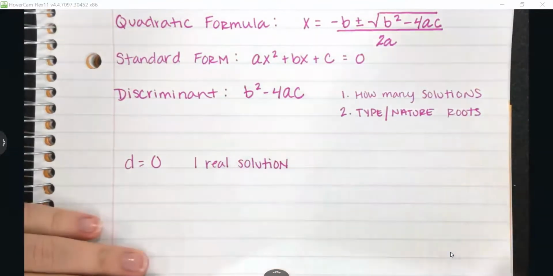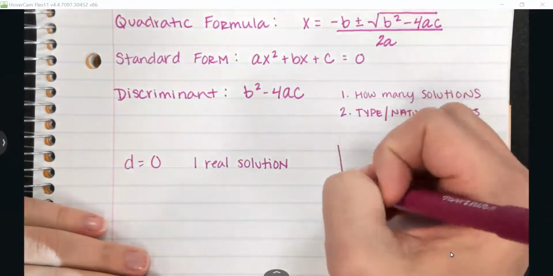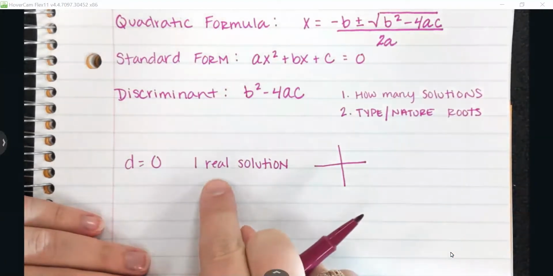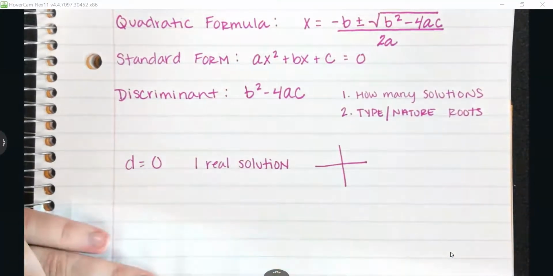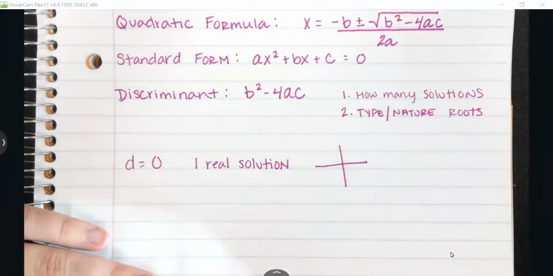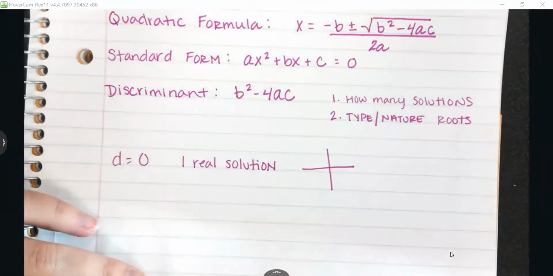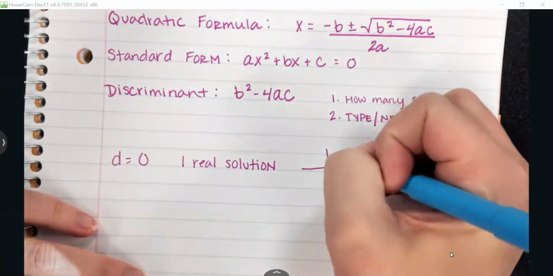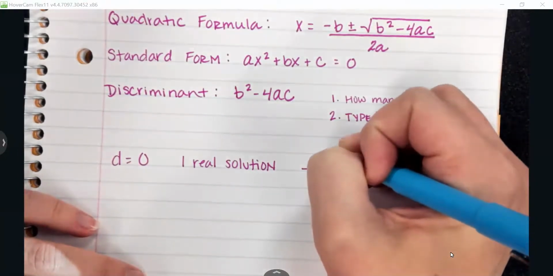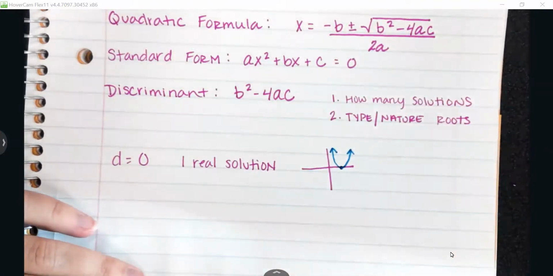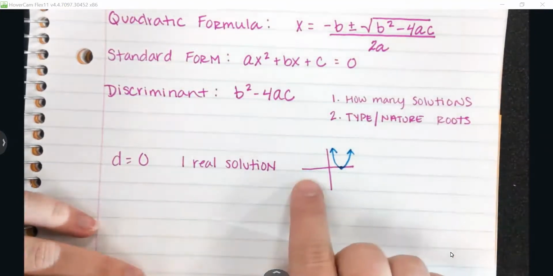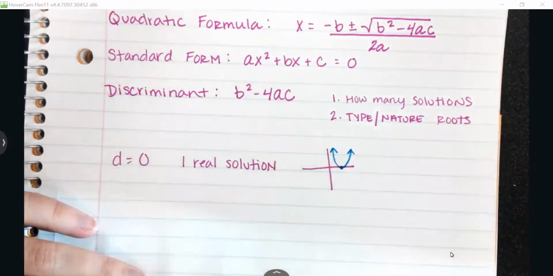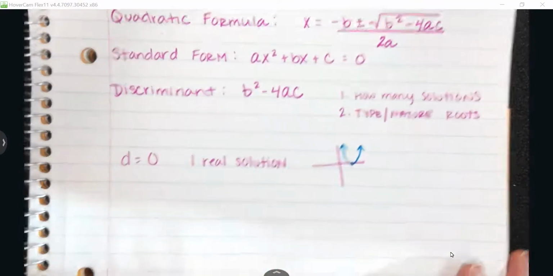X-intercepts. So if I were to draw a graph and I have 1 real x-intercept, what does that tell you about my graph? What's it going to do? It will touch my x-axis 1 time. It can be on the negative side. It can be pointing down. It just touches my x-axis 1 time. Okay.